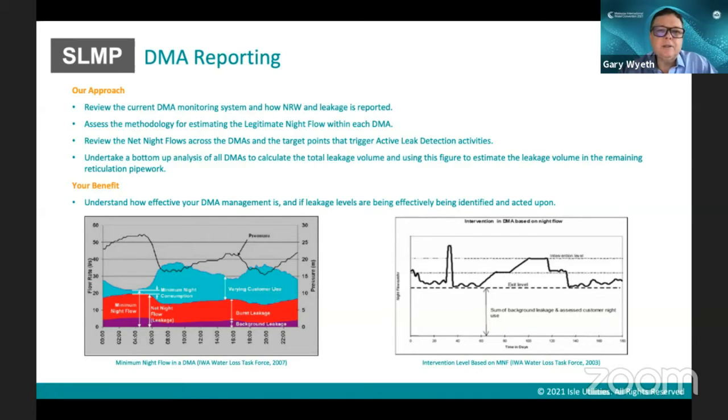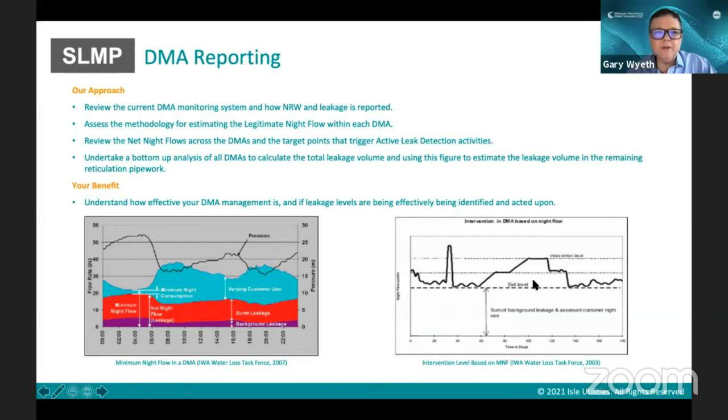Now, I mentioned that in the SLMP, we actually have to identify an overall holistic target for the utility. And that can generally be in terms like liters per connection per day. So what we can do is, using the number of connections in each DMA, work out what the intervention level is, working backwards from the company-wide target to the net night flows.